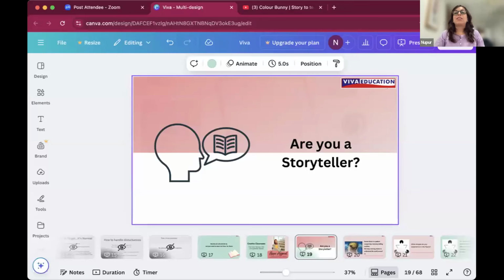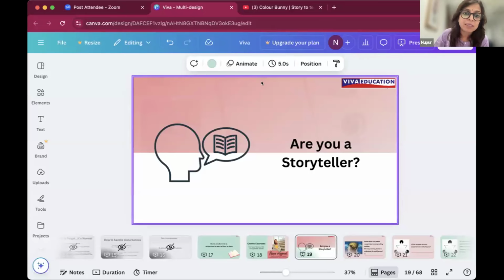So the most interesting fact is that we are all storytellers. Each one of us present here is a storyteller. It's just that sometimes some of us feel that we are not. But we are born to tell stories. 65% of our conversations are nothing but stories. Yet we think we are not storytellers.